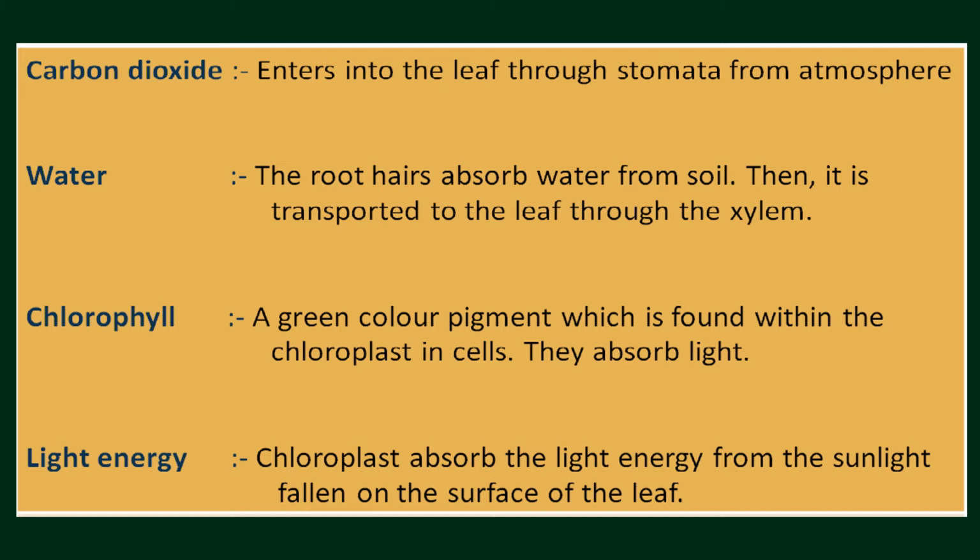Chlorophyll is the third factor. It is generally called the internal factor of photosynthesis because chlorophyll is a pigment which is found within the leaves. Chlorophyll helps to absorb light.